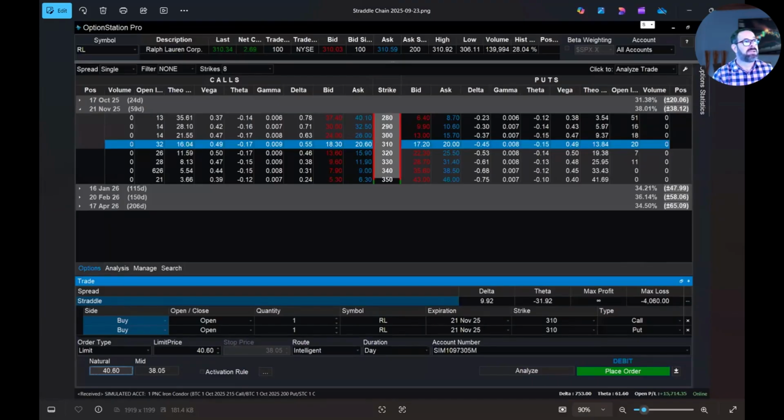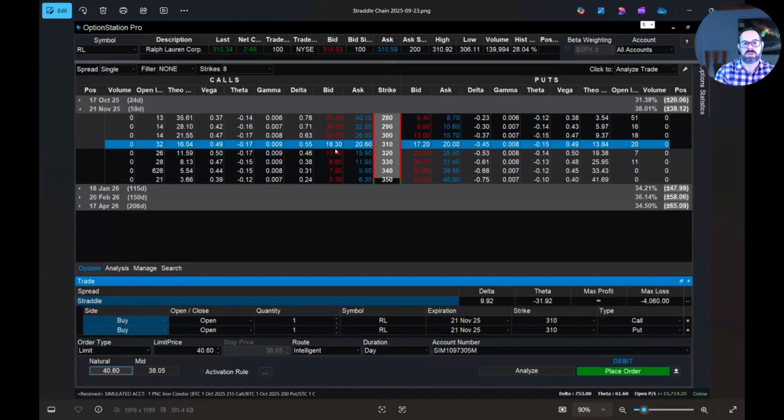There we go. So this was the straddle, again, buying the 310 strikes. And you can see that had a lot of premium. Actually, do I have the theoretical value here? You can see that these are overvalued right now. So I should not have been buying them to begin with.